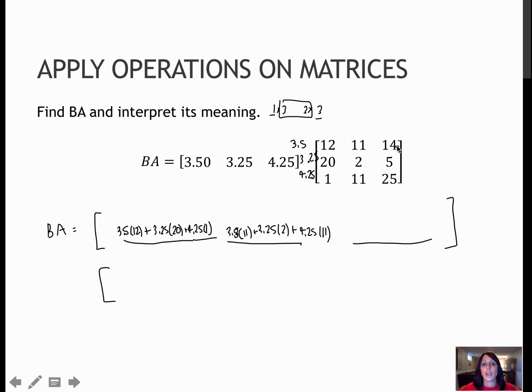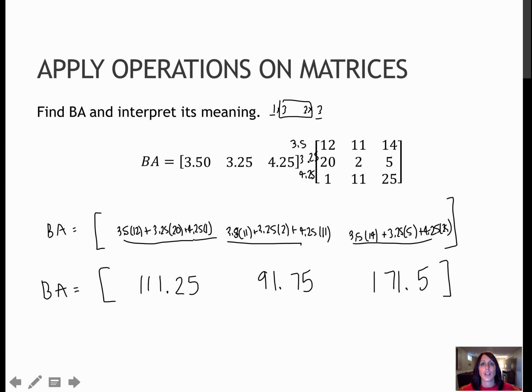And then my last one, I'm going to use my last column. So 3.5 times 14, plus 3.25 times 5, plus 4.25 times 25. I'm going to find all of those solutions, and that will be my matrix BA. So my resulting matrix is 111.25, 91.75, 171.5.